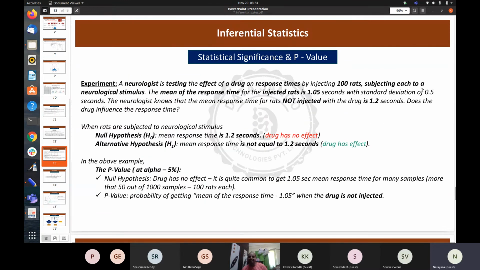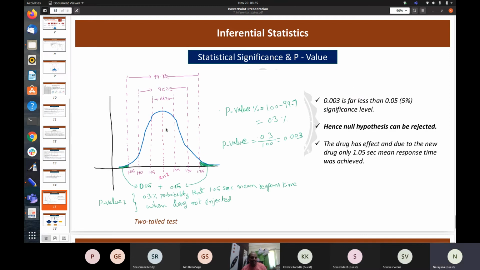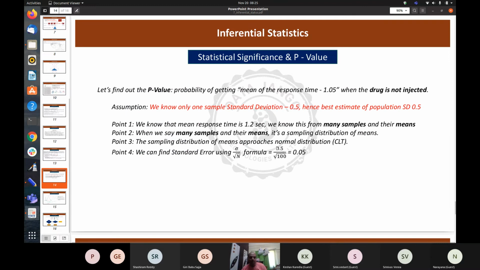No, it is not the standard deviation of the new environment. I took this as the best approximation of the population standard deviation and calculated the standard error here. That is 0.05, not 0.5. So sigma by square root of n is what? That is standard error. When do you use standard error? To calculate the standard deviation of the sampling distribution of means, right? Yes. So I am using 0.5 divided by the square root of sample size, which is 0.05.